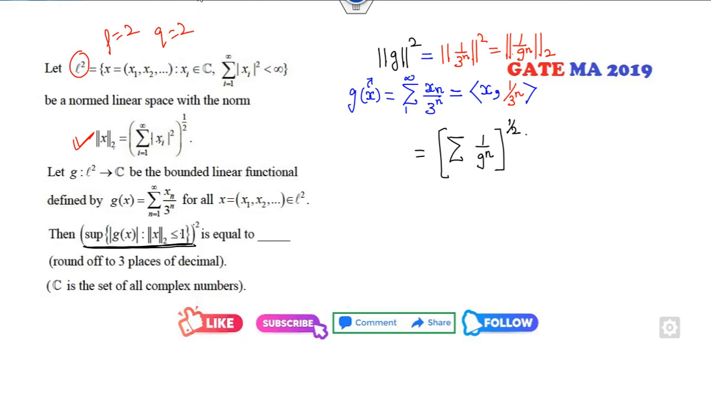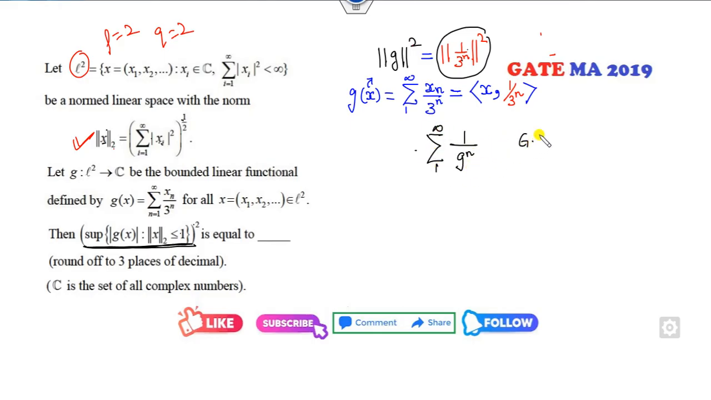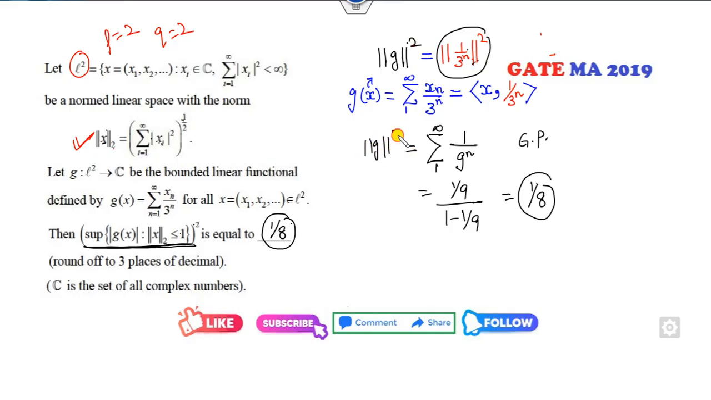Because I already took it as a square. Otherwise you can simply consider it like this. Then what is the definition of this component? I can compare this here. x_i is the inside component, so it will be the square of this square, that is 9^n, from 1 to infinity. So what is that? This is a GP series. What is the sum of the GP series? a over 1 minus r, so it is 1 over 8. So I can substitute here. The norm of g squared is 1 over 8, the right answer, because this is nothing but the norm of g squared. I can take the 1 over 2 on this side. So the answer is 1 over 8.